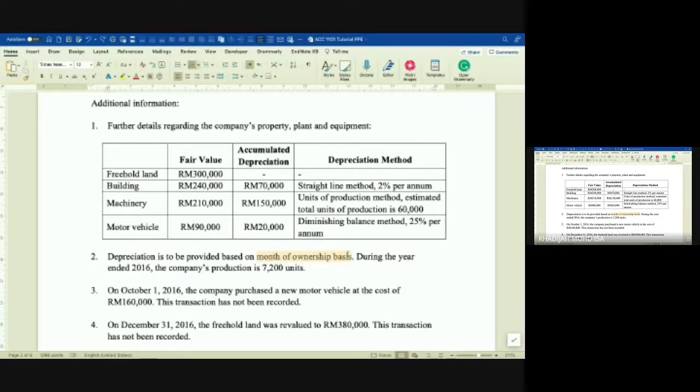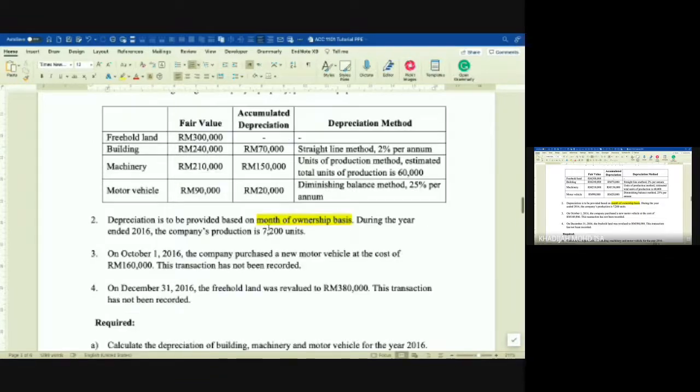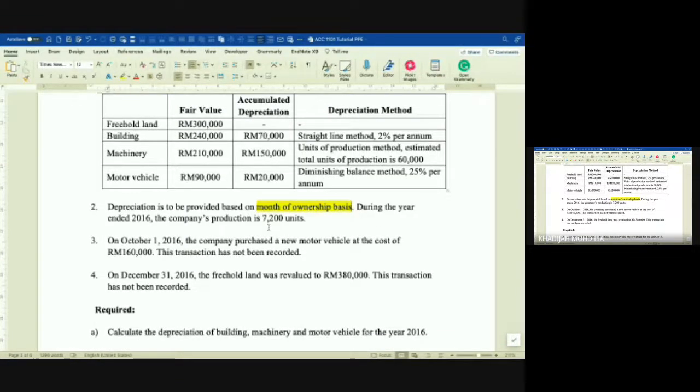So you have to look at when you actually own the asset on a monthly basis, yeah. Because the depreciation will be computed based on a monthly basis. During the year 2016, company production is 7,200. So it's given that for the machine, 2016, 7,200 units. October 2016, company purchased a new motor vehicle. Cost is 160,000. Has not been recorded. So you have to record the purchase of the motor vehicle. All right, because it's not mentioned, you can assume it's by cash.